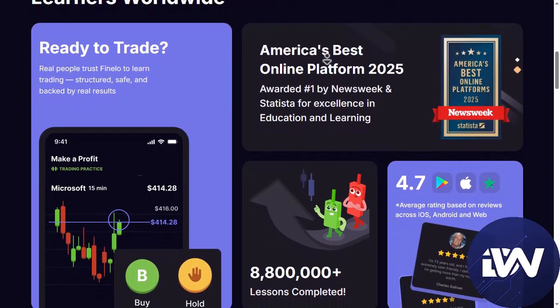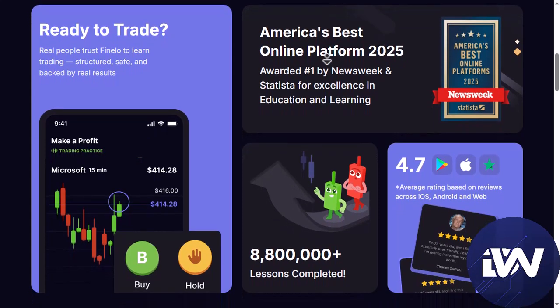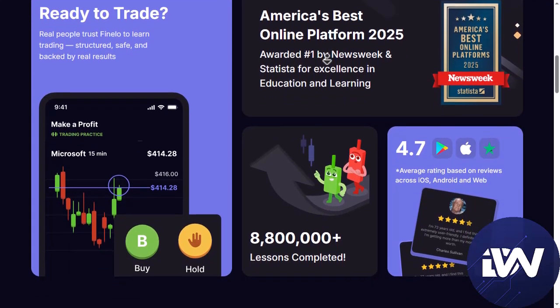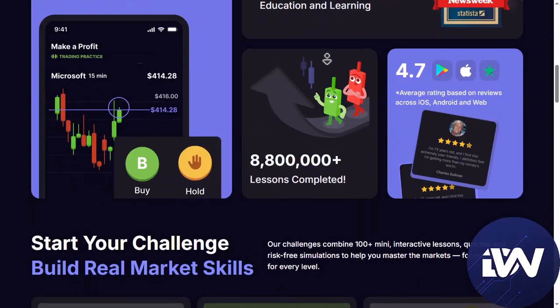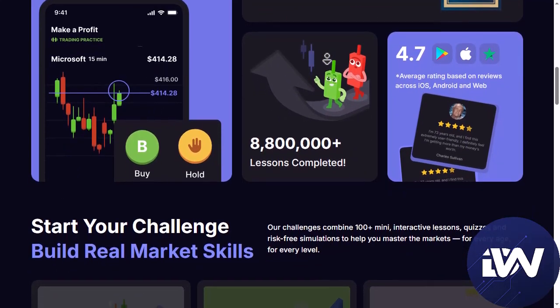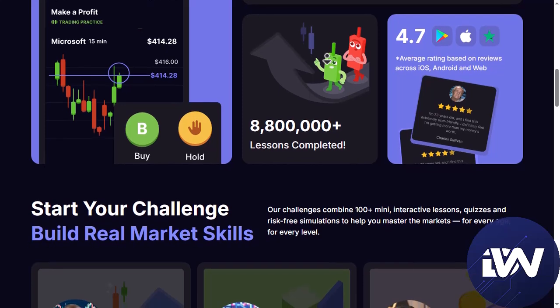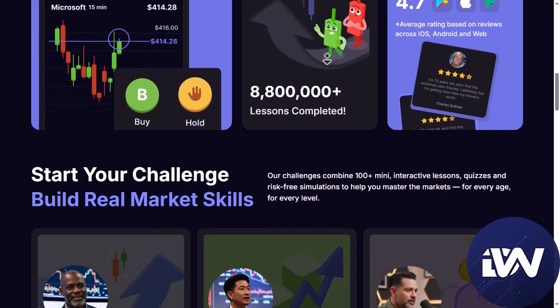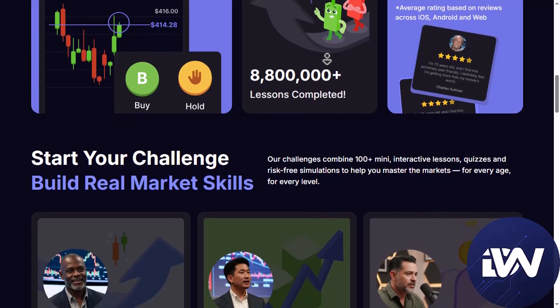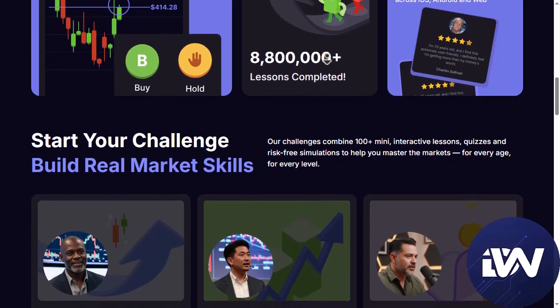To place a trade, choose your asset, decide the amount, and select buy or sell, depending on whether you expect the price to rise or fall. Don't forget to set stop loss and take profit orders to manage your risk. Finally, monitor your trades and adjust your strategy based on market movement. And that's it. You're now ready to trade with Finelo safely and smartly.